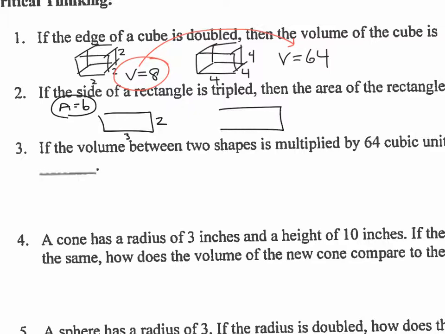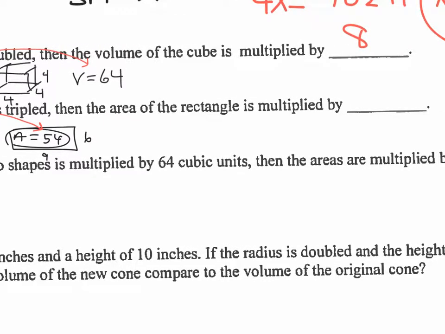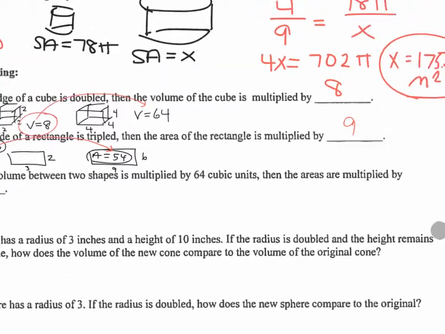So now let's triple my sides. If I triple 2, 2 times 3 is 6. If I triple 3, 3 times 3 is 9. So my area is 9 times 6, which is 54. So the main question is the area of the rectangle is multiplied by what? 6 times what gets me 54? 9. All right?